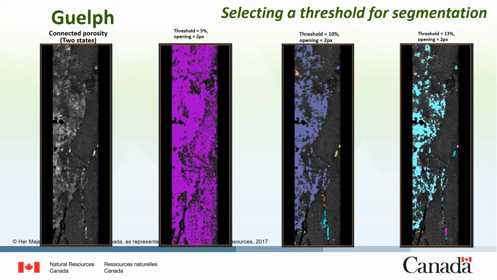Here is the threshold selection for this Guelph sample. On the left, in the same fashion as for the A1 carbonate, we have a coronal section through the connected porosity volume. On the right, we present 3 different thresholding scenarios for the Guelph sample. And this is another illustration of how critical the selection of a threshold would be for further analysis.